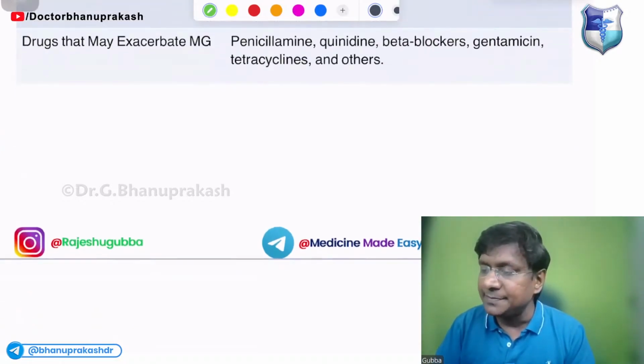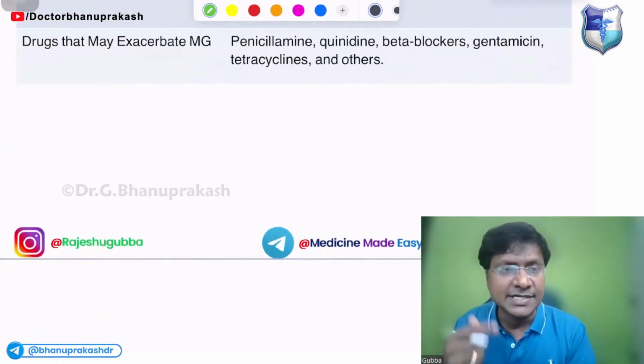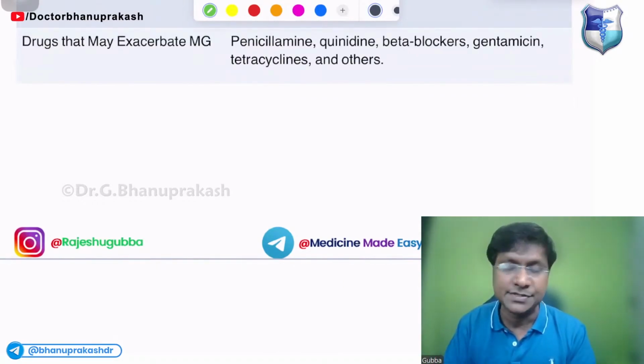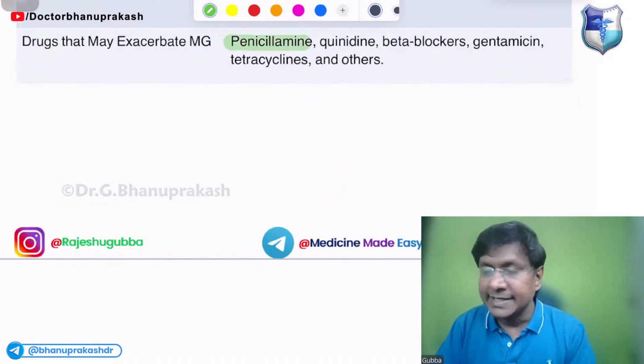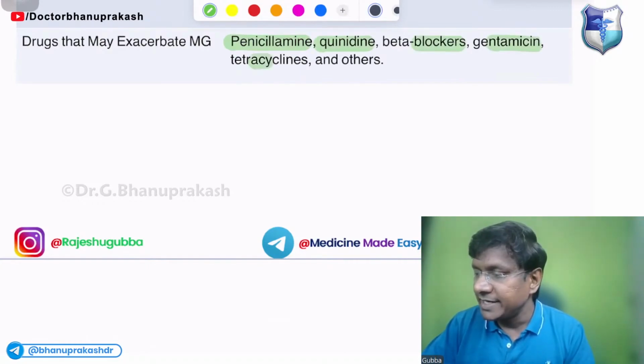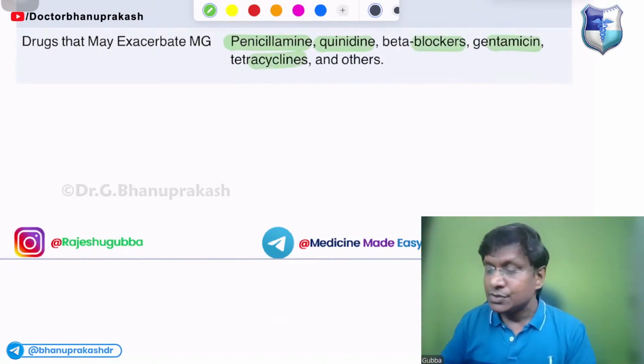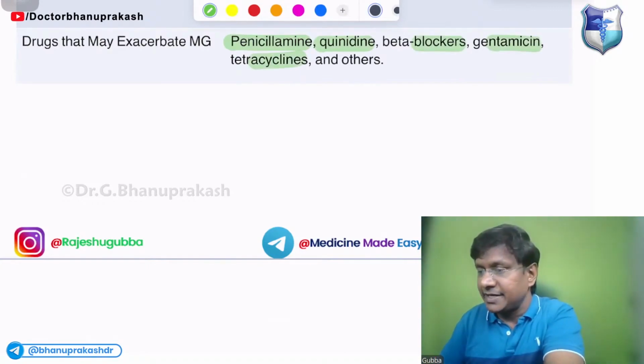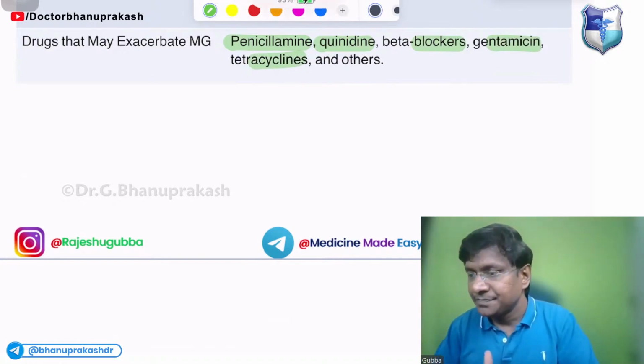And a very important multiple choice question that can be asked is, there are certain drugs which can precipitate or exacerbate myasthenia gravis. What are those drugs? That includes penicillamine. Next important is quinidine, beta blockers, gentamicin, and tetracycline. So these are the drugs which can exacerbate myasthenia gravis. Okay, right.